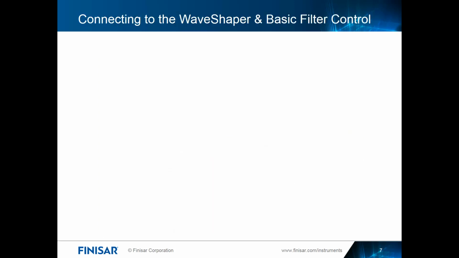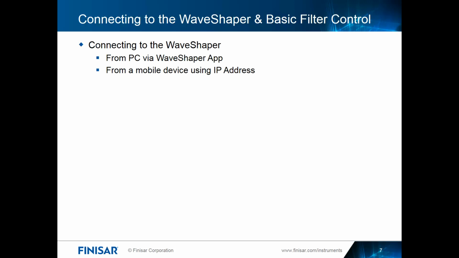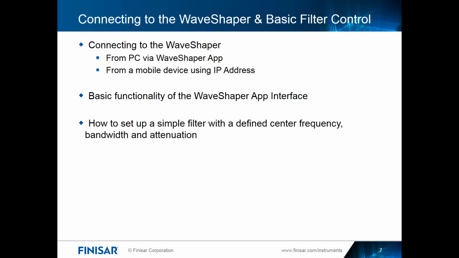So, to summarize, in this tutorial, we have learned how to connect to the WaveShaper from a PC using the WaveShaper app and from a mobile device using the instrument's IP address. We've looked at the basic functionality of the WaveShaper app interface. We've learned how to set up simple filters using the inbuilt filter functions and how to control their basic properties such as center frequency, bandwidth, and attenuation. And we've learned how to control a WaveShaper from within a web browser for both Windows and non-Windows controllers.